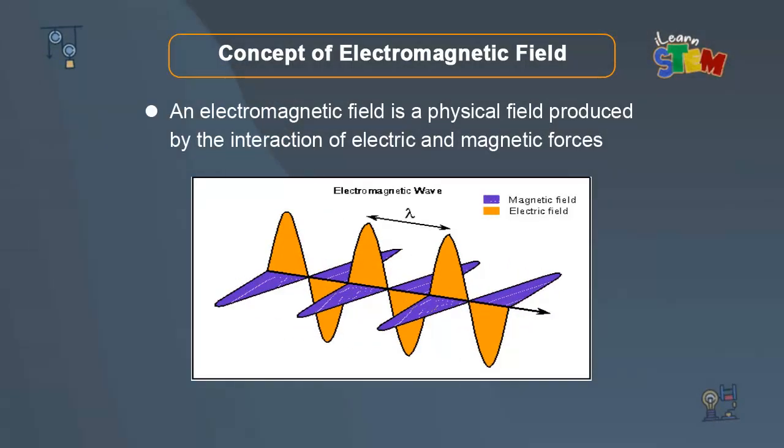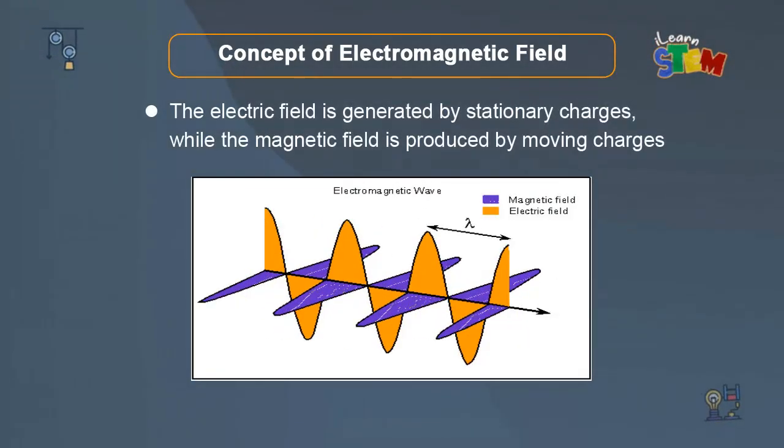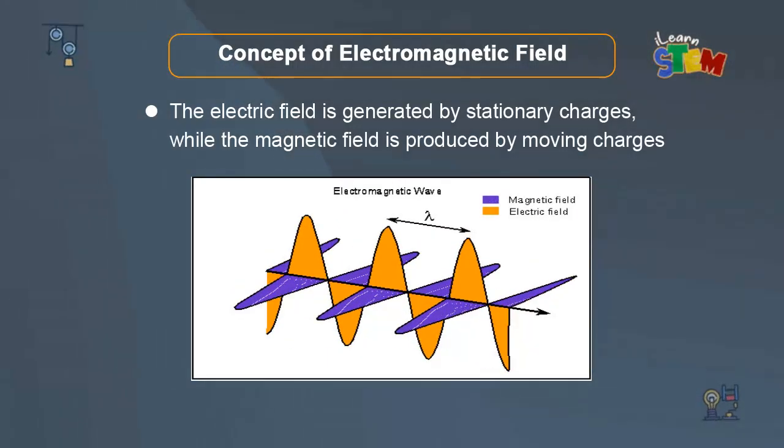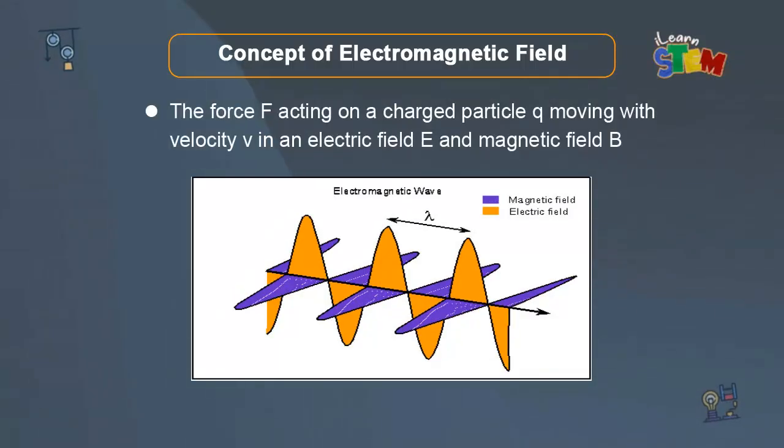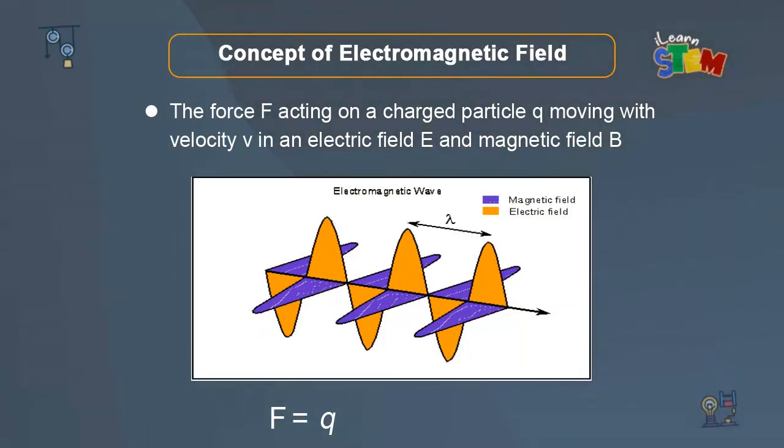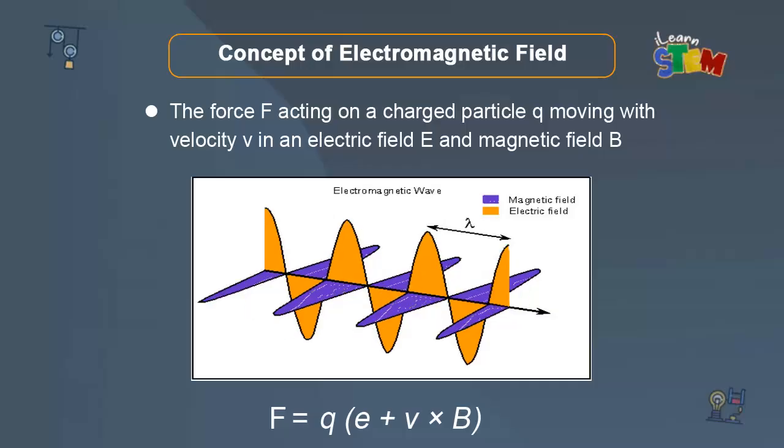An electromagnetic field is a physical field produced by the interaction of electric and magnetic forces. The electric field is generated by stationary charges, while the magnetic field is produced by moving charges. The equation is given by the force F acting on a charged particle Q, moving with velocity V, in an electric field E and magnetic field B.